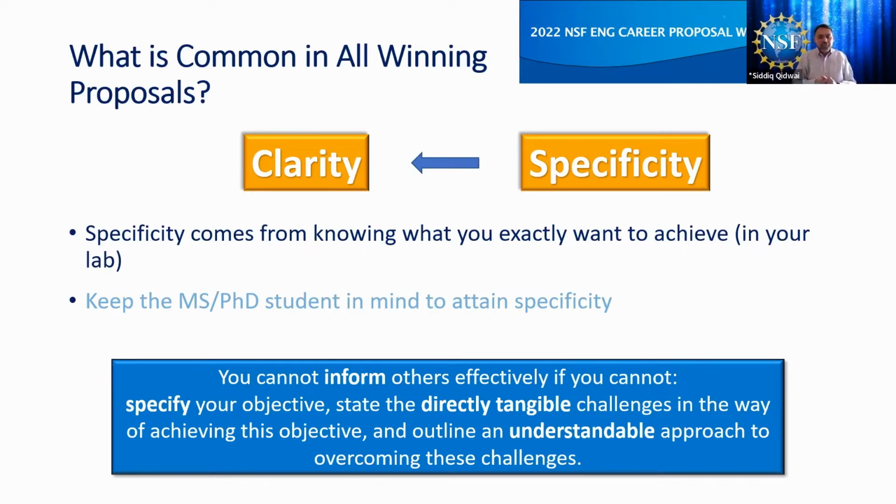And we have this blue box here, and the emboldened words here are very important because they seem very simple, but they're difficult to transmit. You know, it's a mapping problem from your brain to the words and the inverse mapping to the reviewer's brain, right? It's a tough problem. So you are not doing your job effectively if you cannot specify your objective and then state the directly tangible challenges. And we'll come to talk about that in the next slide too, but you have to address that tangible challenge. It cannot be very blasé in the way of achieving this objective, and then outline an understandable approach. And it may be understandable to you, but how do you make it understandable for others to overcoming these challenges? So let's talk about how we can do that in the next slide.